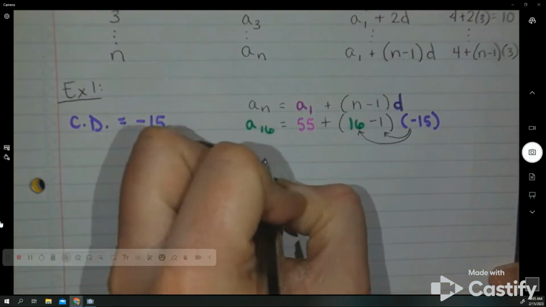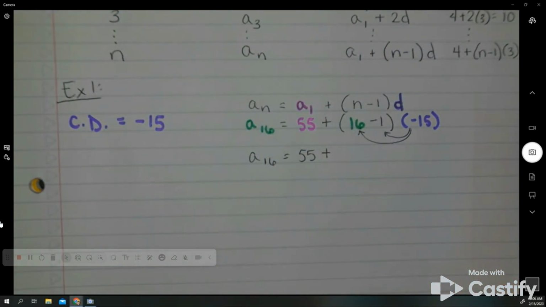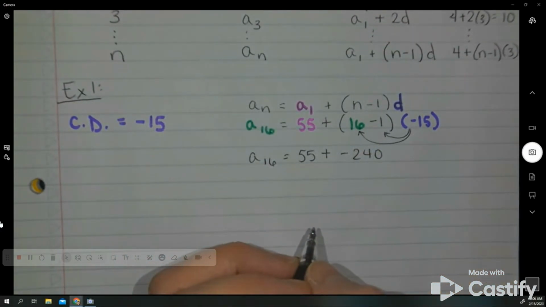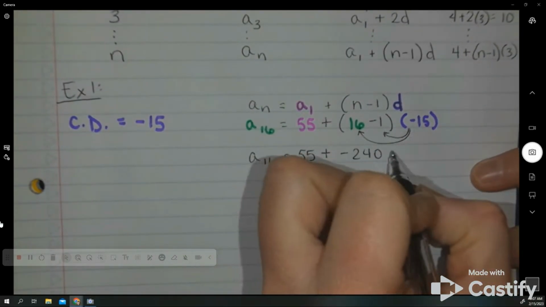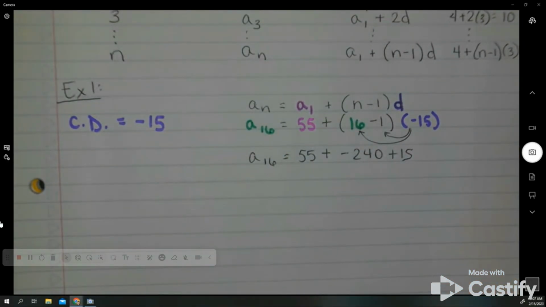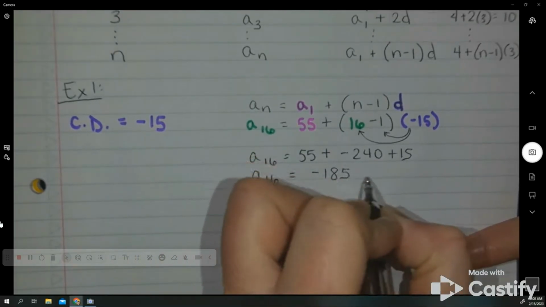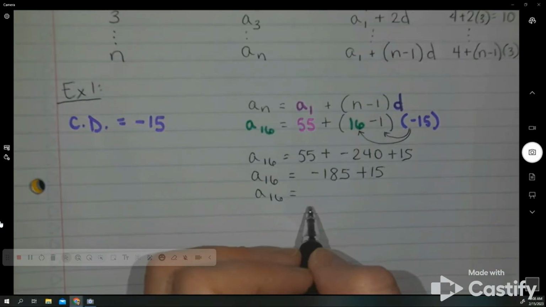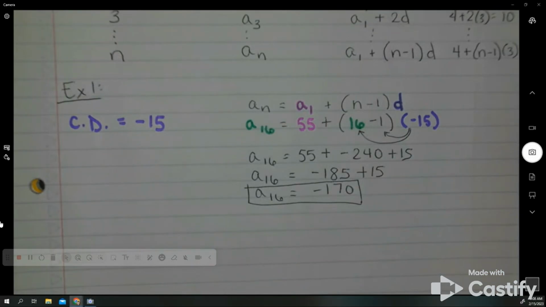So I have A of 16 equals 55 plus negative 15 times 16, which is negative 240. And 55 plus negative 240, can't do that part yet. I have to do negative 1 times negative 15, which is positive 15. Okay, now we can add our 55 and negative 240, which gives us negative 185. Bring down that plus 15 because we haven't used it yet. So then we have A of 16 equals negative 185 plus 15, and we get negative 170. So the 16th term in the sequence is negative 170.